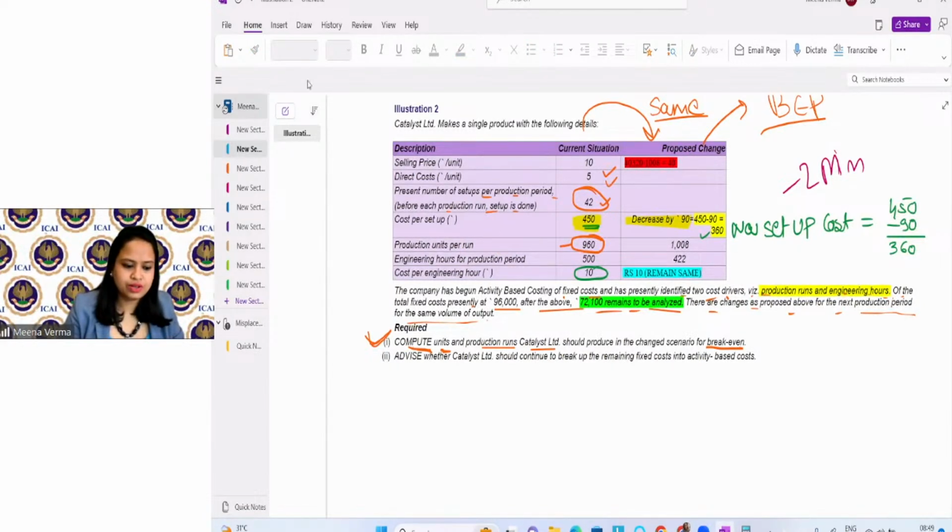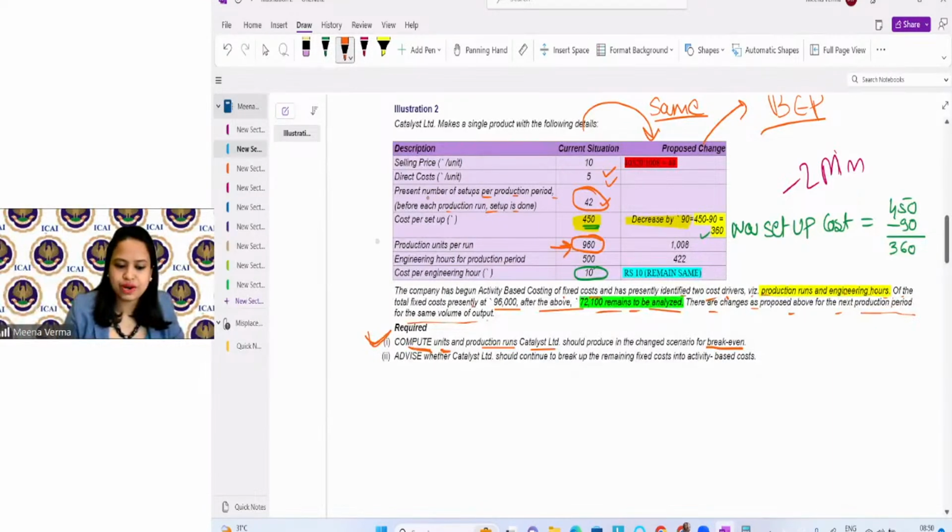Production run. In one run, how many units are we producing? In one run, we are producing 960 units. And under the proposed system, what will happen? In one run, we will produce how many units? 1008. This will be the number of units that we are producing here.